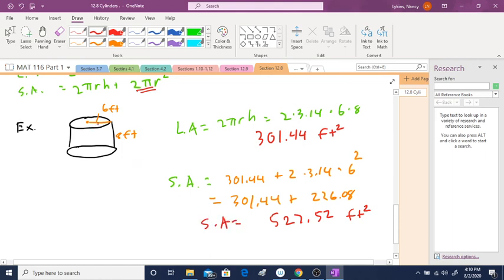Now, the only thing they could trick you on with this cylinder is if they gave you the diameter. Just remember, to find the radius, you take half of the diameter.